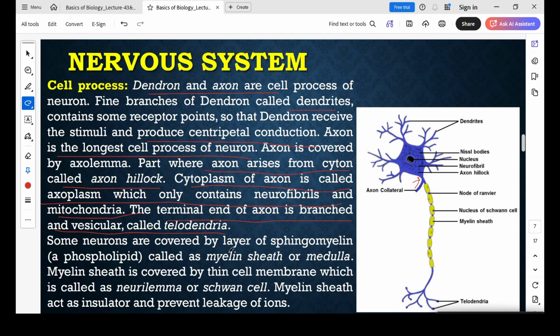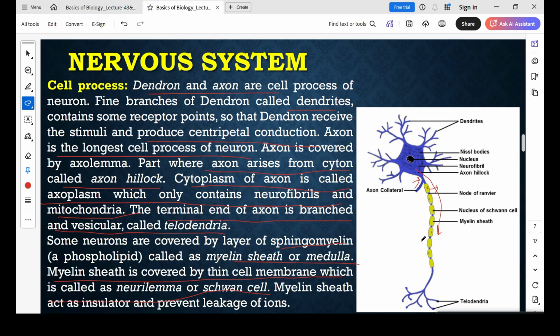Some neurons are covered by a layer of sphingomyelin, a phospholipid, known as the myelin sheath or medulla. The myelin sheath is covered by a thin cell membrane, which is known as the neurolemma or Schwann cell. The myelin sheath acts as an insulator and prevents leakage of ions. So whenever information is going from here to here, the myelin sheath prevents the information from leaking out of the axon.